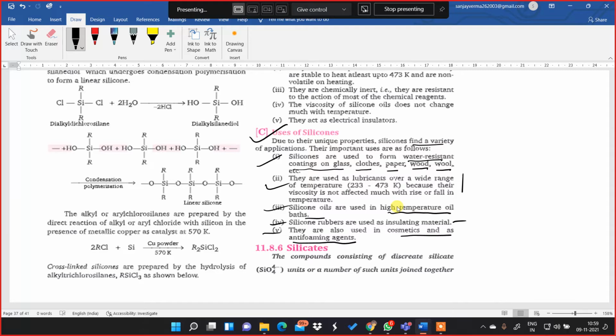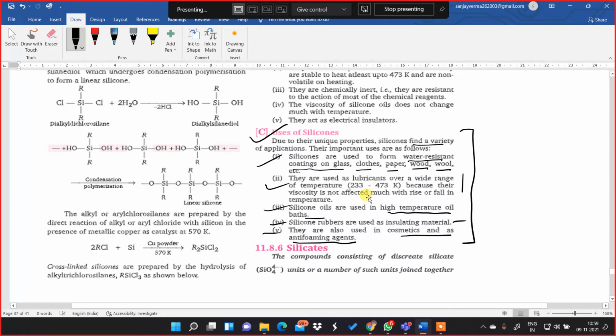So if you search just on Google, you search uses of silicones, you will get a variety of other uses in medicinal chemistry also, used by the doctors for implanting silicones. So you can check it out on your own.